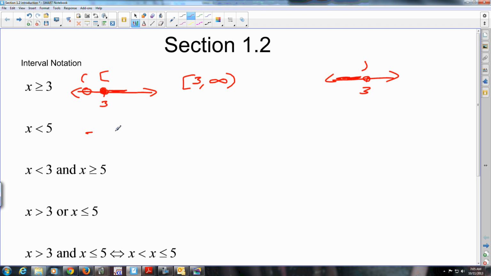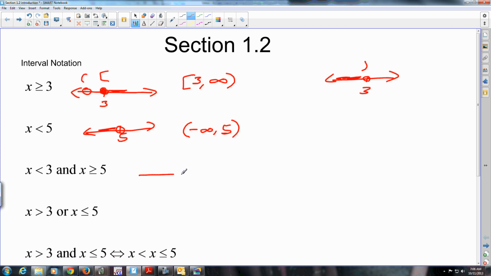So 5 and going left with an open circle, start at the left and read it to the right. You're starting at negative infinity, and infinity, whether it's positive or negative, always gets a paren. And you're going to 5, you're not including it, so it gets a paren.